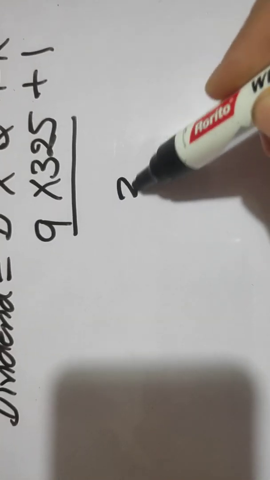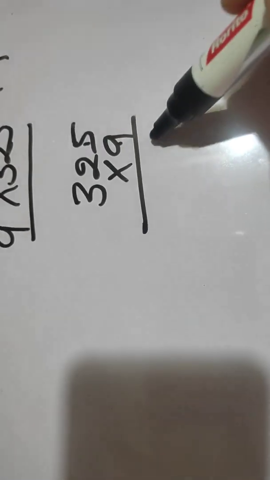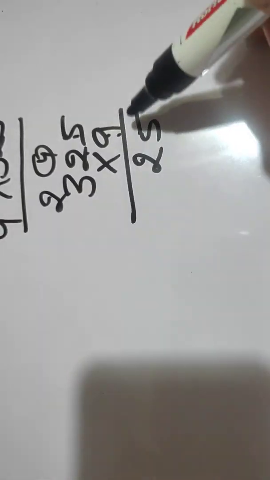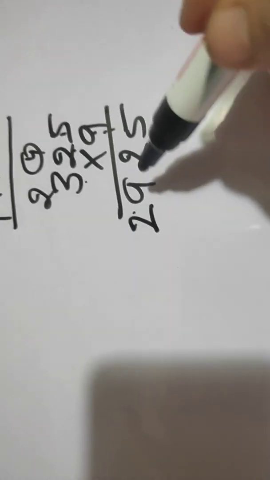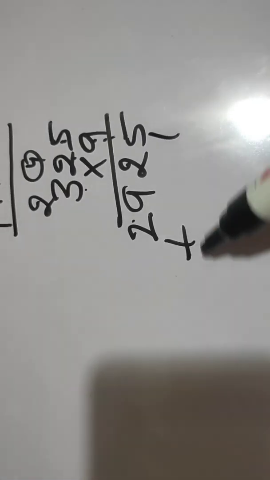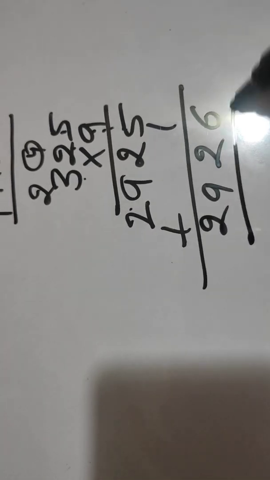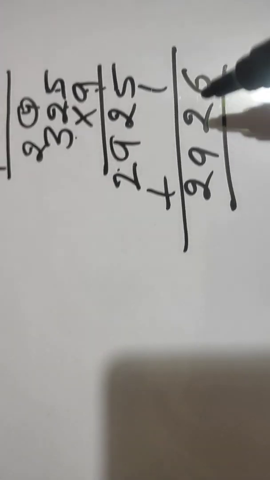So firstly we will multiply these two. 325 multiplied by 9. 9 5s are 45. 4 goes as a carry. 9 2s are 18 plus 4 is 22. 2 goes as a carry. 9 3s are 27 and 2 is 29. And now we will add 1. 2 9 2 6. The right hand side answer is 2926.